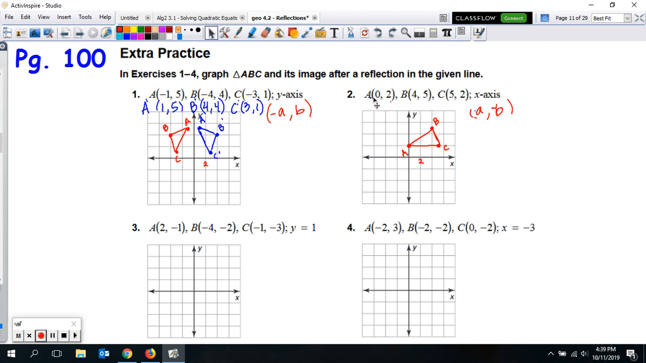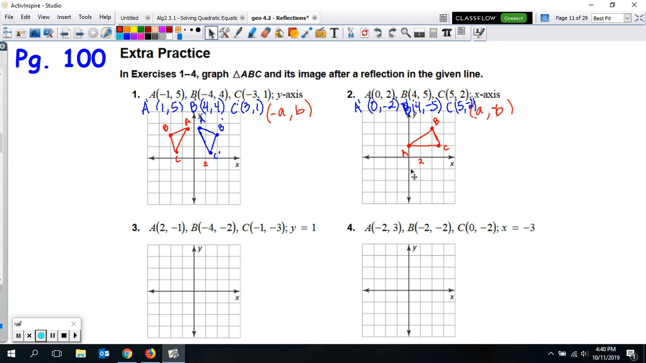So on A, we're going to call it A prime. So it's going to be 0 and -2 for this one. And for B prime, 4 stays the same, 5 changes to its opposite. So 4, -5 for B prime. C, for C prime, it's going to be 5 is the same, but that'll be changing to a -2 for the y coordinate. And then we'll just plot these points for our reflection going down below here.